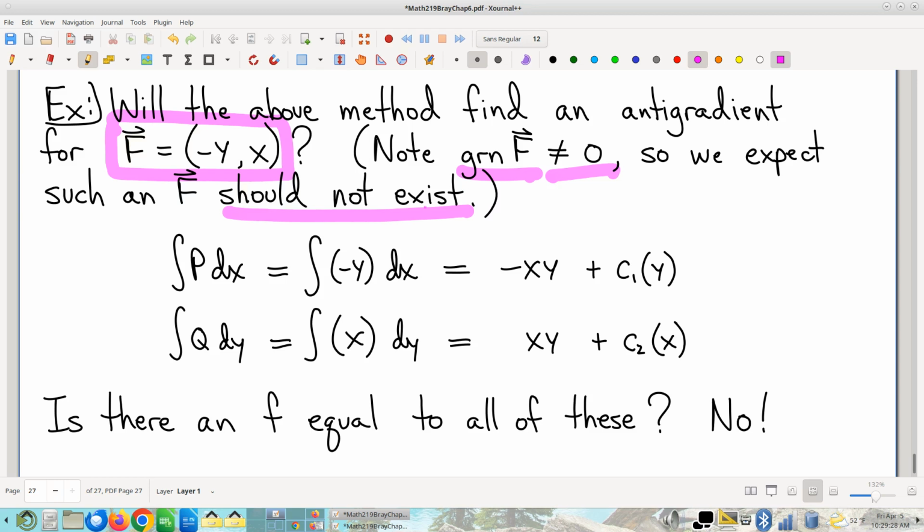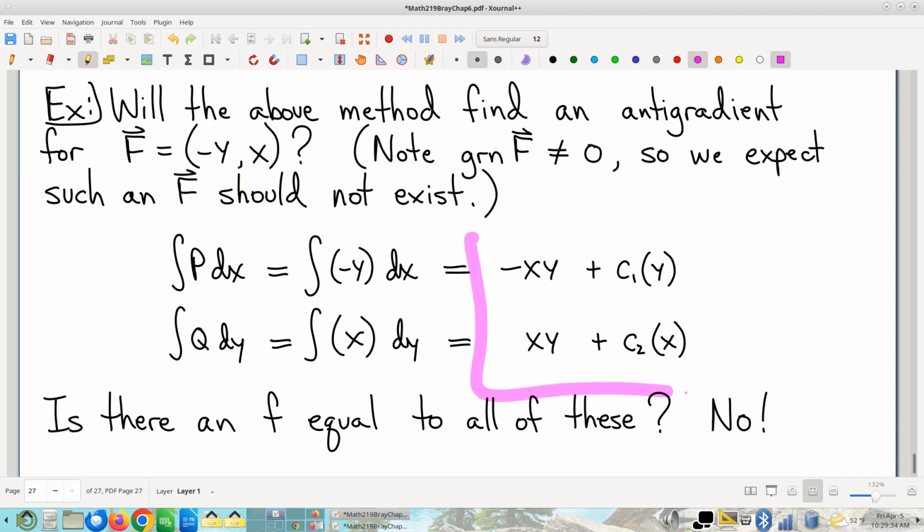And this brings up a concern. If there is no antigradient, what if my game process finds one? Well, wouldn't that be bad? Of course it would be bad. You can't find stuff that doesn't exist. And if you think you found something that doesn't exist, then your process is flawed. So how does this play out? I hope that the process fails, because there is no antigradient to find.